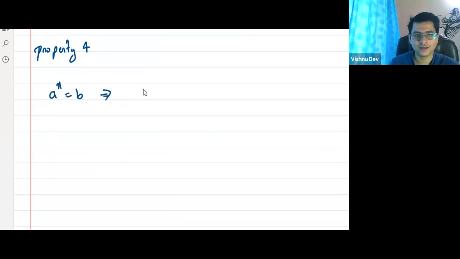ठीक है? Property 4. Now tell me if I'm having a to the power x is equal to b. So can I say, sir, this can be written as b to the power 1 by x is equal to a? Yes or no? Ayana. Yes, sir.